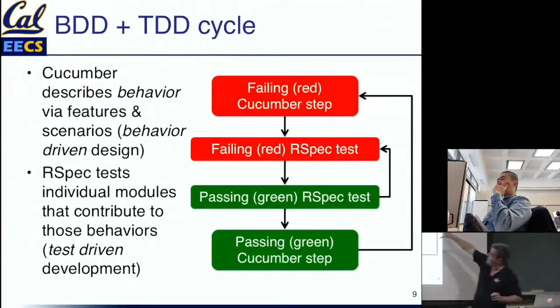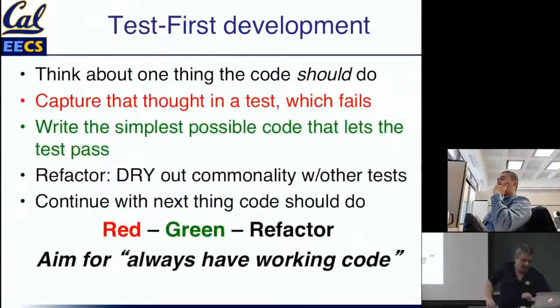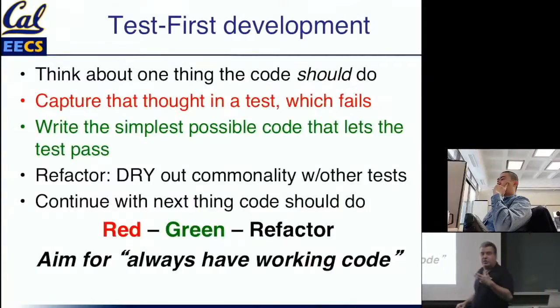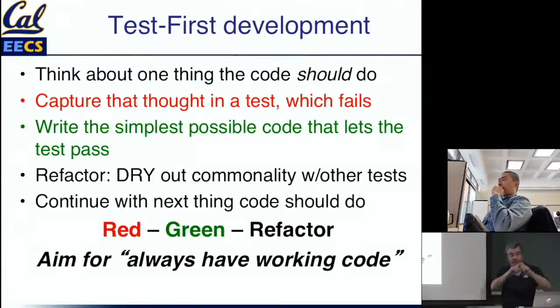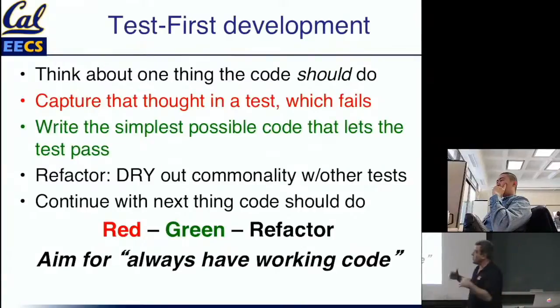So what does this inner loop look like? It's actually not too different from the way you think about BDD with Cucumber, but it's in microcosm. So now you're actually going to write some code. You think about one behavior, one thing the code should do. You capture that thought in a very small test, because each test is only going to test one small behavior, as we'll see. The test fails because you haven't written the code. So now you write the code. And in fact, you write the simplest possible code that lets just that test pass.